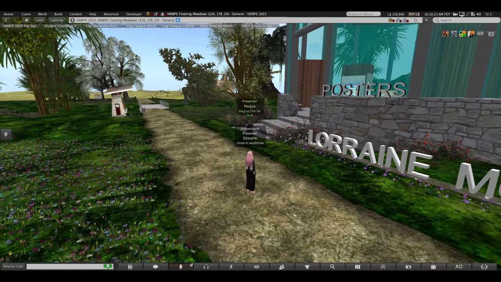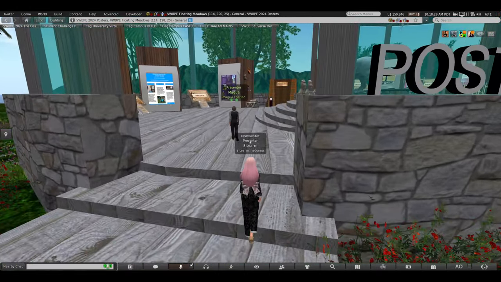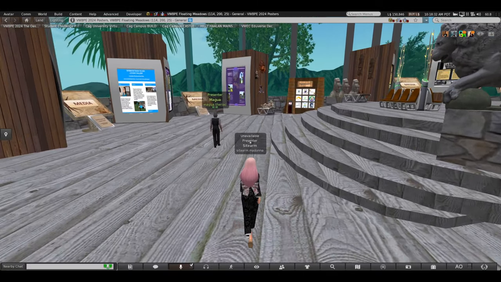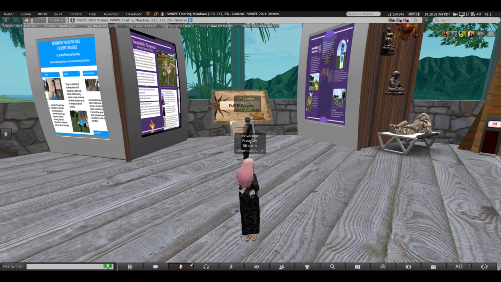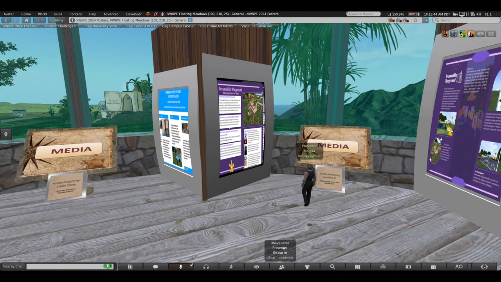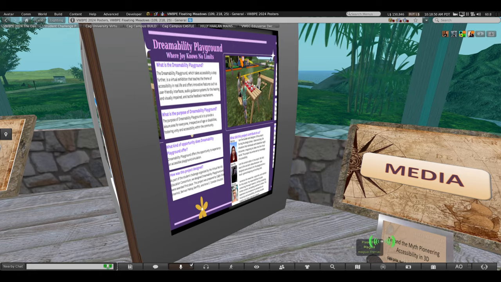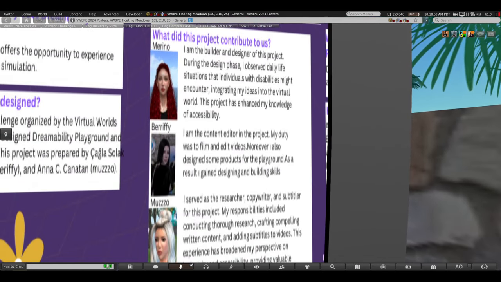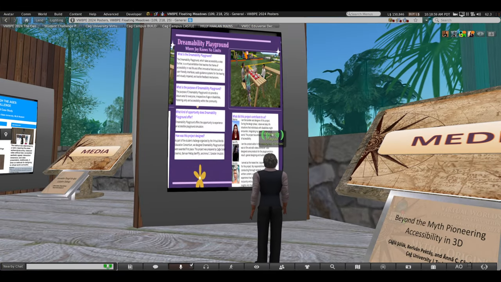Okay, let us go inside. That is Chala's poster, Merino in Second Life, and the Dreamability Playground was the project that I recall as well. And I've seen the project itself, so in 3D, but now I'm checking the poster, which is giving us the idea of what it was about in a nutshell.